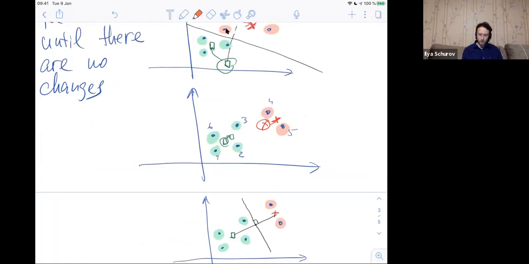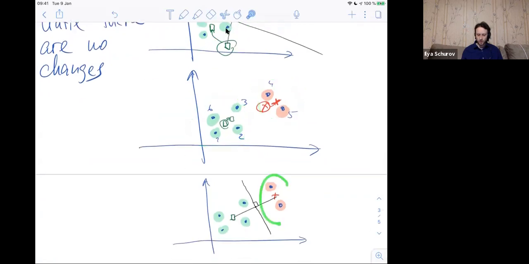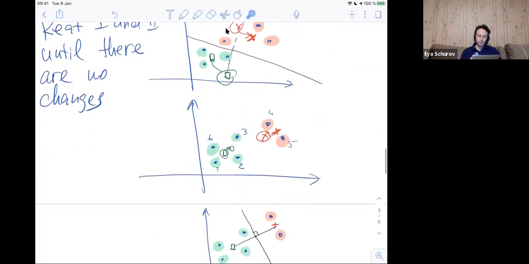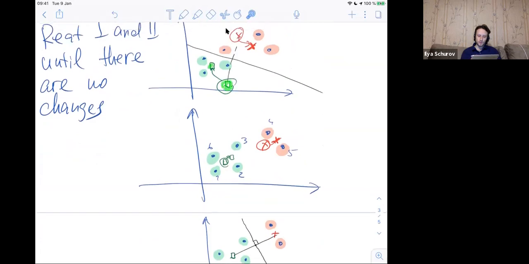Okay, so you see that in this case, for this picture, we get a reasonable result. We get this clustering, where this is one cluster and this is another cluster. And this is what we probably expected to get from this picture. But it is not necessarily the case, because it is possible that a different initial choice of centroids will lead you to a different clustering.